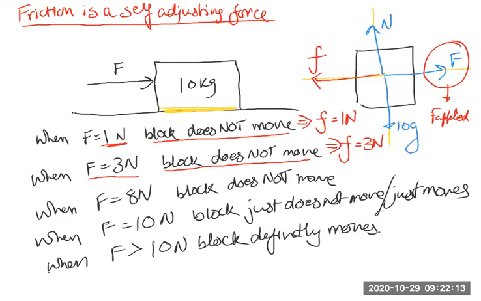When F is equal to 8 newtons, yes, when F is equal to 8 newtons, the block does not move. इसका मतलब कि फ्रिक्शन की भी वैल्यू 8 न्यूटन है. Okay? When F is equal to 10 Newton, right? Now we come to the interesting bit. When F is equal to 10 Newton, block just does not move or just moves.